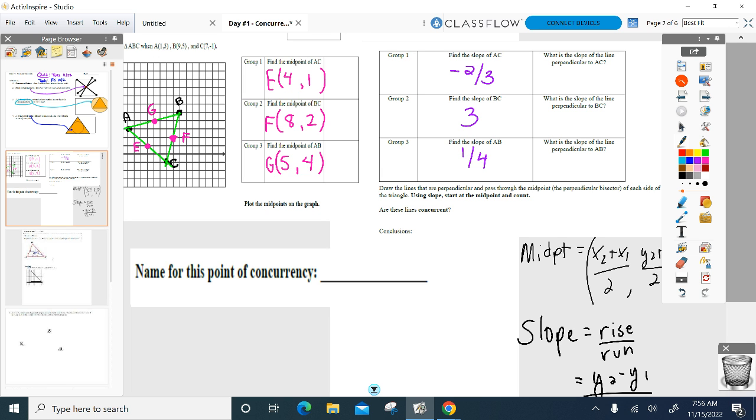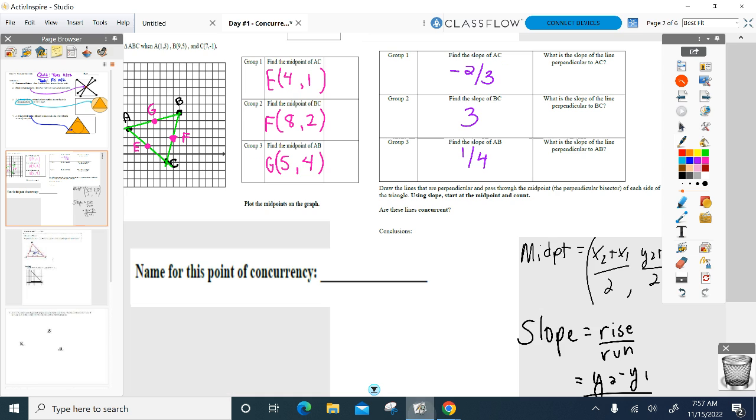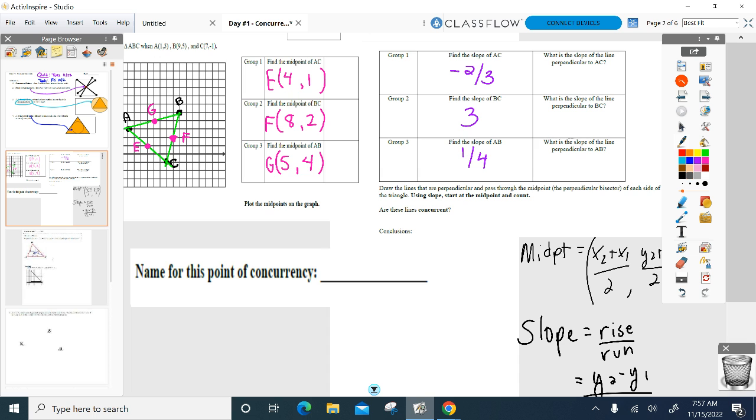Yesterday, you guys had a quiz on quarter one. What do you guys know about two lines that are perpendicular? Slopes are? Negative reciprocals. Perfect. So if my slope here is negative 2/3, what's the negative reciprocal of that? Flip it and change the sign. It'll be what? 3 over 2.